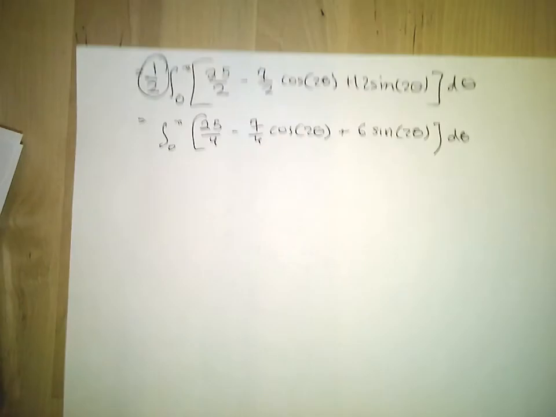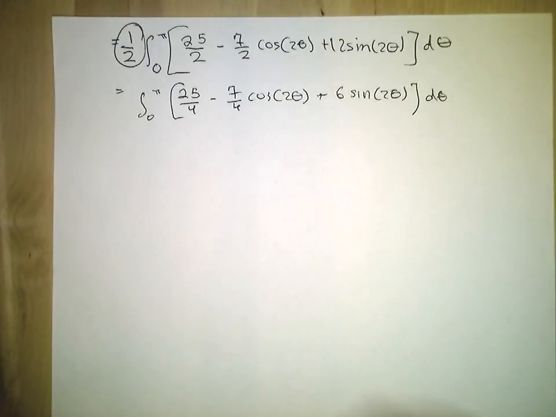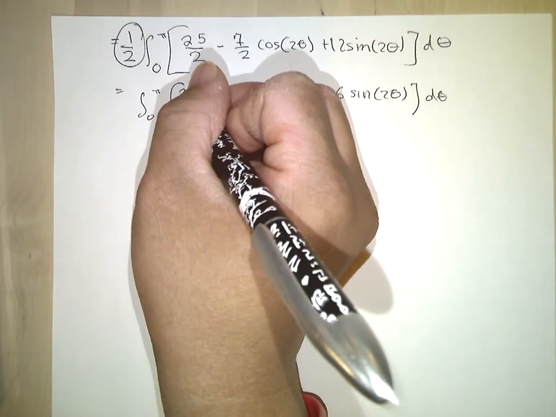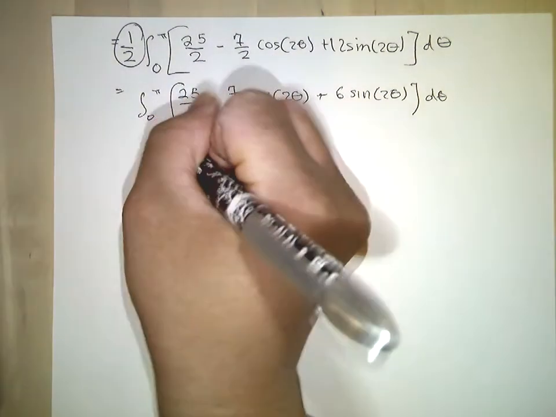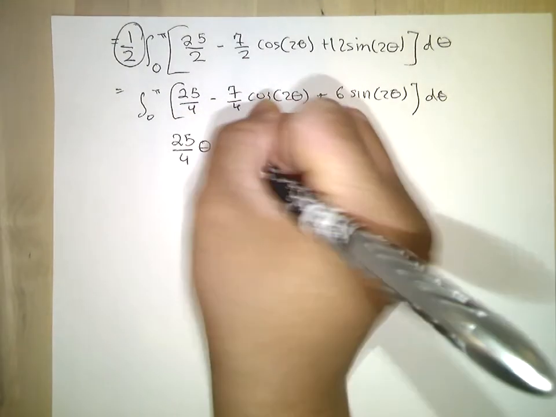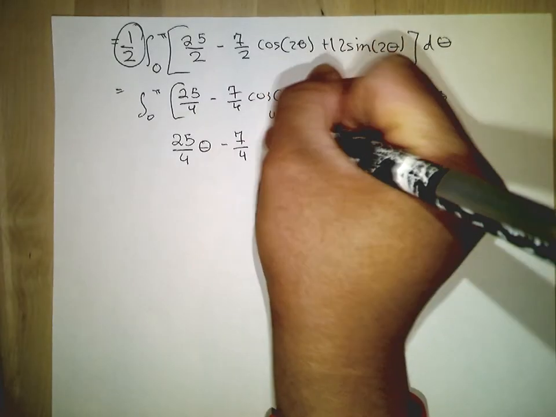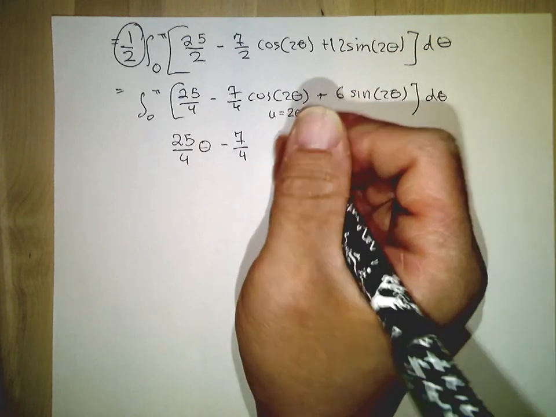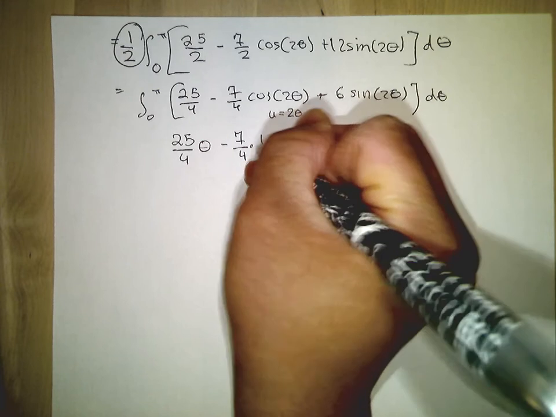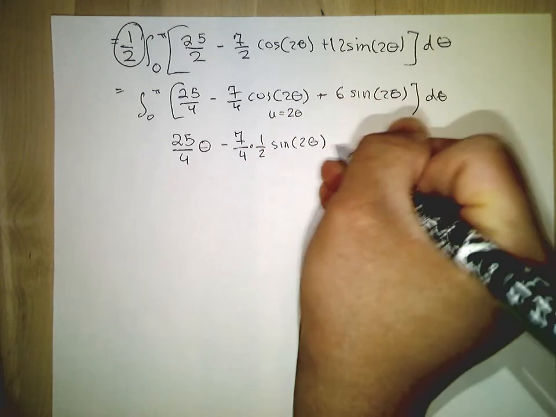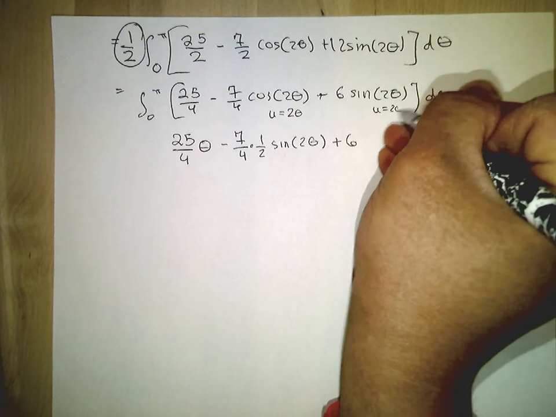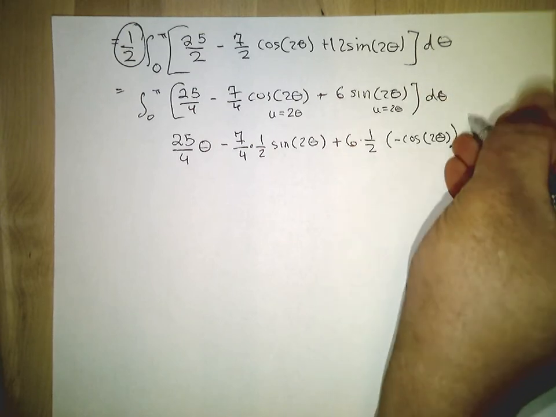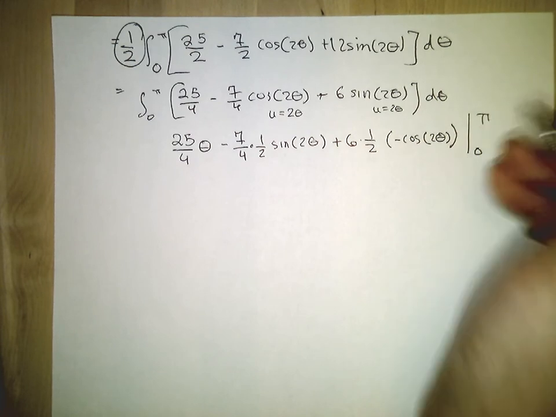Now, what I need to do then is go ahead and integrate. So the integral of the 25/4 with respect to theta is 25/4 theta minus 7/4. I need to let u be 2 theta here. So I'll need to have a half sine of 2 theta plus 6. Same thing here. u is 2 theta times a half times negative cosine of 2 theta. Evaluate this from 0 to pi.